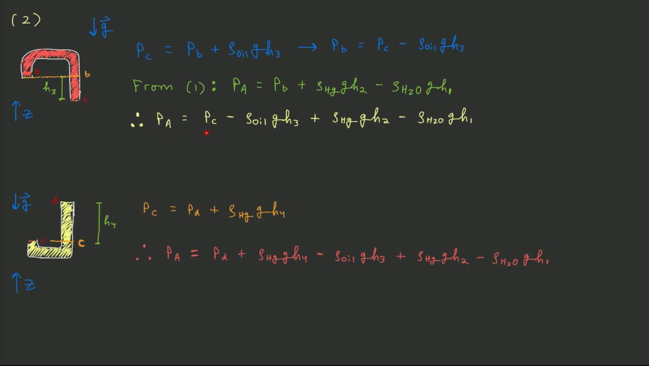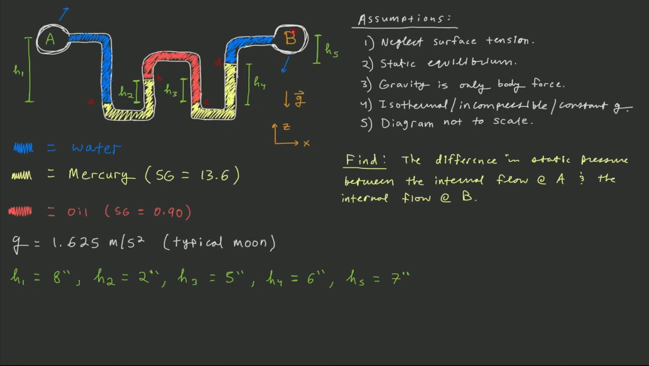We see that our expression up here, PA, is in terms of PC. Well, we just found a new expression for PC. We could plug that into this expression, and we get PA is now a function of PD. We're almost finished. We just need to get PA as a function of PB.